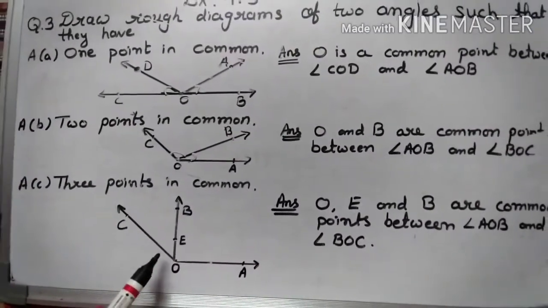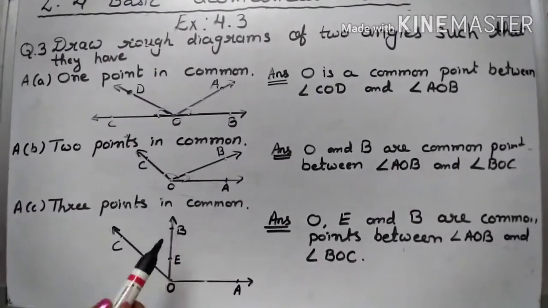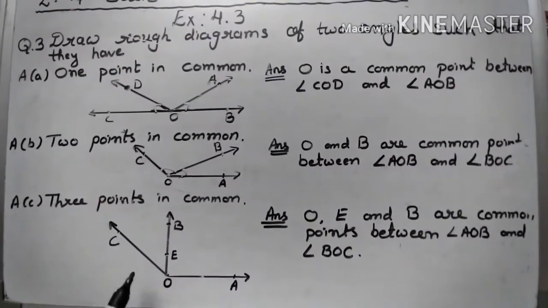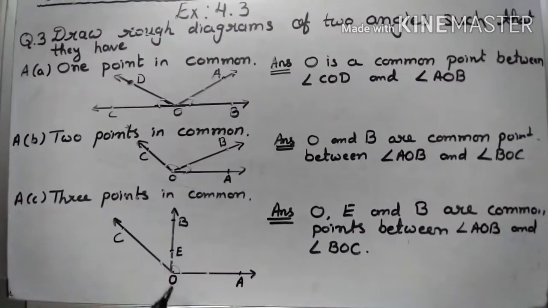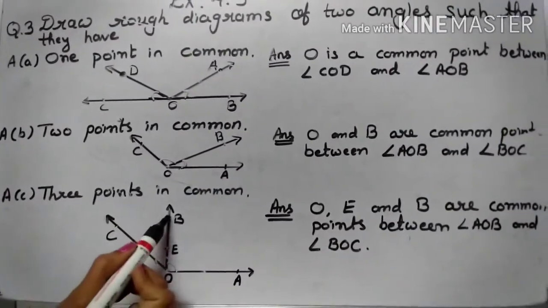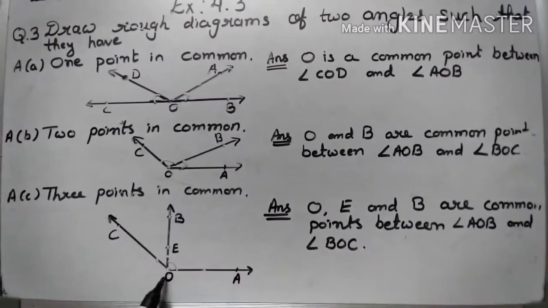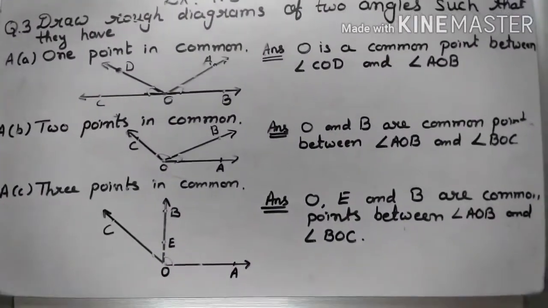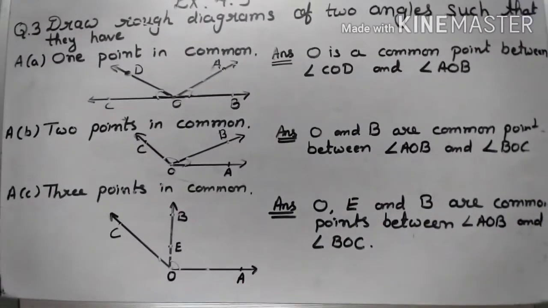Here, I had drawn two angles. One angle is angle AOB and the other is BOC. Can you see here? Which are the three common points in these two angles? This is one angle and this is the other angle. And here your common points are O, B and D. These are the three common points between AOB and BOC. Now we will continue this question with our D part and E part.